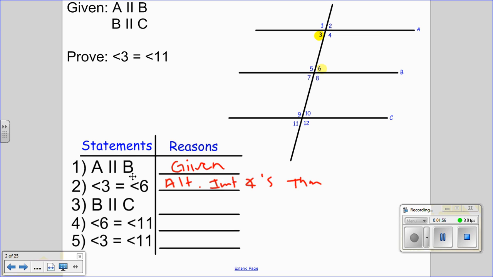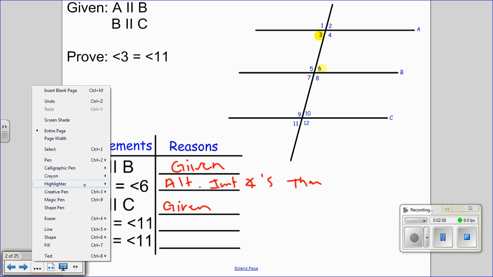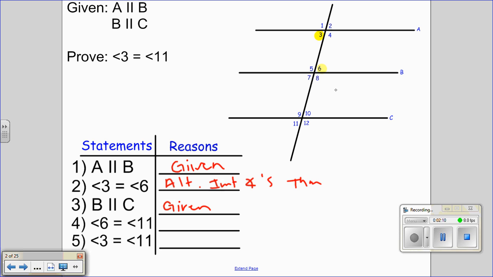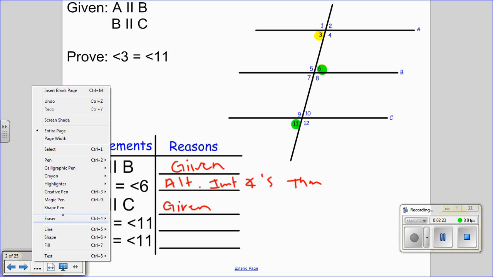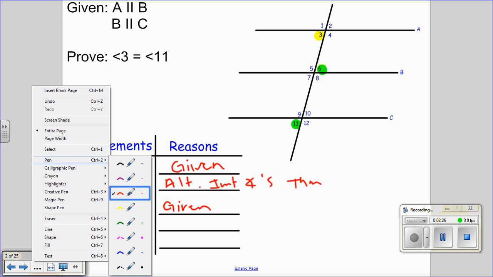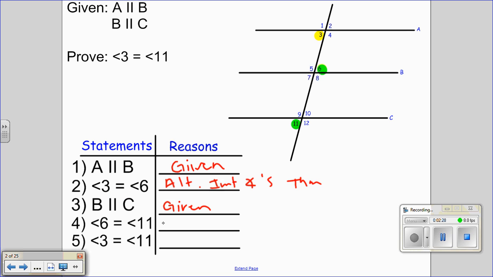All right, statement 3, B parallel with C. The reason for that one is it's also given information. And then statement 4 says that 6 is equal to 11. So here's 6 again, and here's 11 now. In the perspective of B and C, both 6 and 11 are exterior angles, and they're on opposite sides of the transversal, so they're alternate exterior. So because they're alternate exterior, they're going to be equal or congruent.